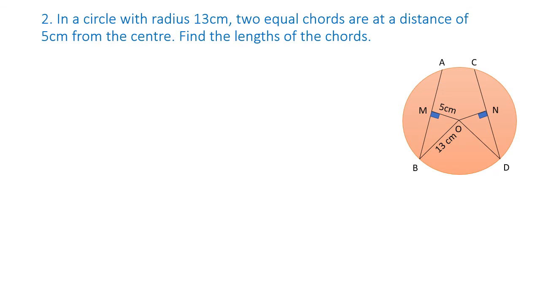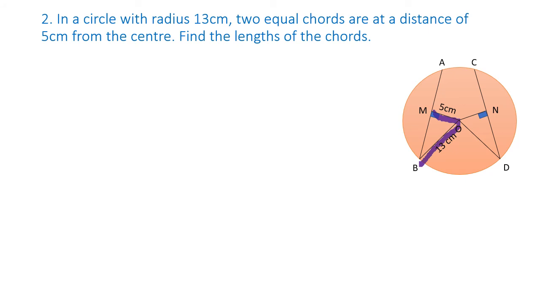In a circle with radius 13 centimeter, as given in the figure itself, there are two equal chords. The chords are equal, which is given to us, and the distance from the center of the circle is 5 centimeter. So we have the distance and the hypotenuse, and we need to find the length of the chords. To find the length of the chord, first I need to find MB, and I'll do that by the Pythagoras theorem.